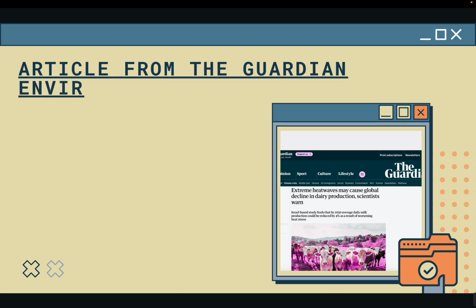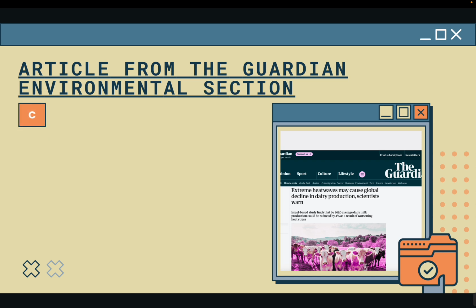Next is an article from The Guardian from the environmental section. We'll first go over currency, on how recent it is. It was published in 2025, so because it was published in the last 2 to 3 years, it is good for current topics. Our relevance, does it fit our needs?